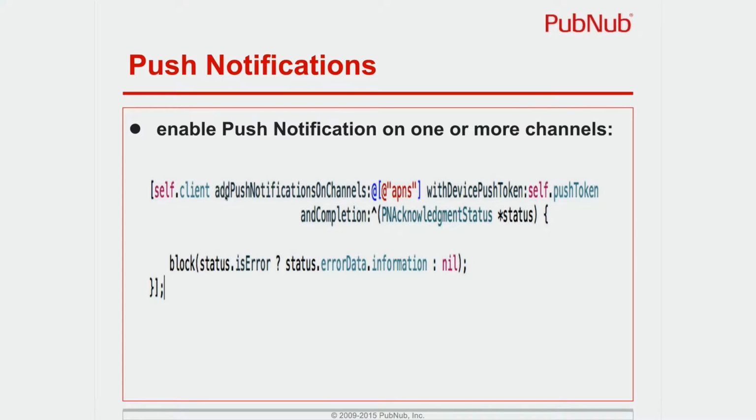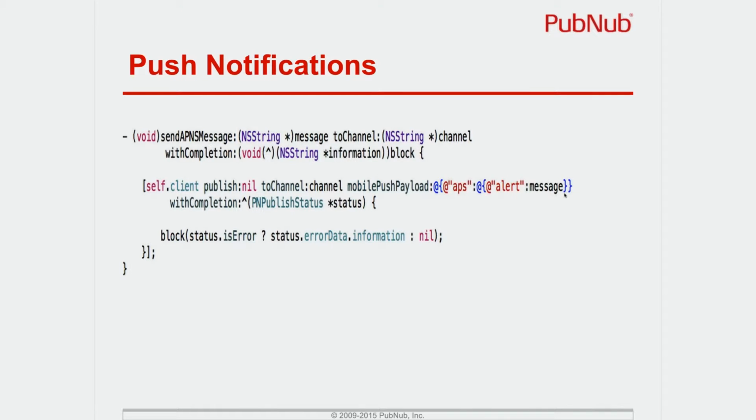So in order for you to associate a device with a channel, you need to have the add push notifications on channels called once you've received a device token, which is usually done in your did finish launching and then your did receive device token, the combination of those two methods.